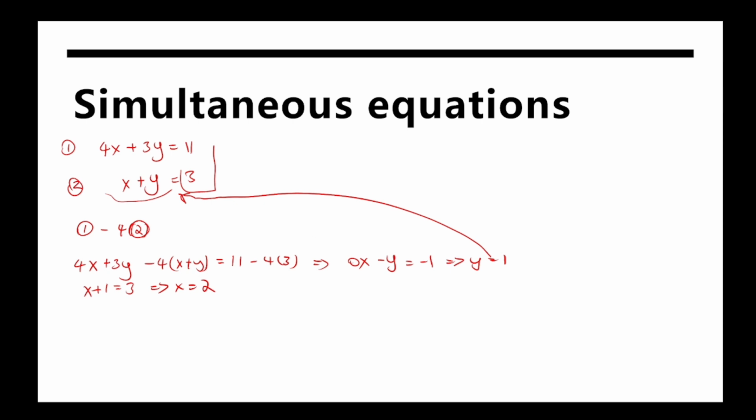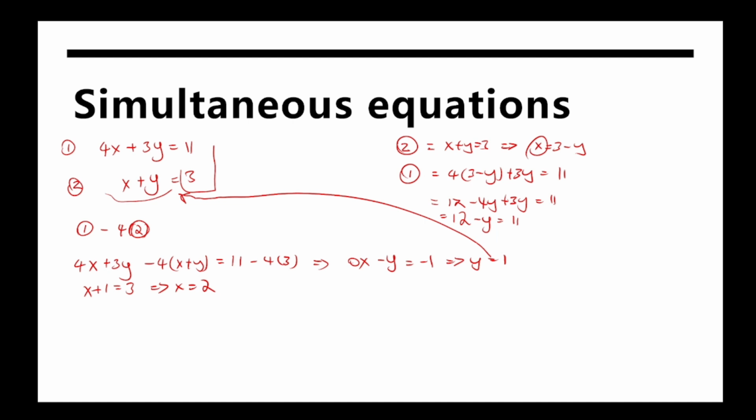Another way of doing this is we set x or y on one side and move all the other variables to the other side. Take equation 2 as example. x plus y equals 3. We can make this x equals 3 minus y, and then substituting the x into equation 1 gives us 4 times (3 minus y) plus 3y equals 11. Expanding and combining like terms, 12 minus 4y plus 3y equals 11. 12 minus y equals 11. y equals 1.